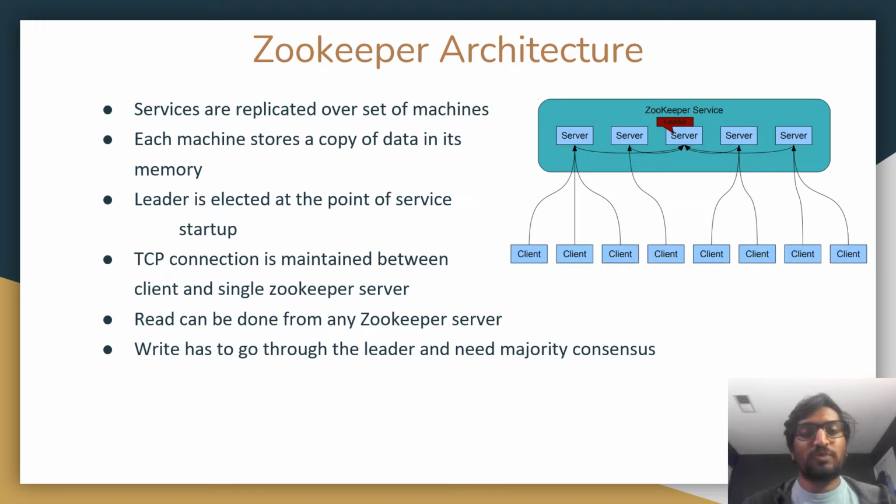Now, talking about the Zookeeper architecture, the services are replicated over a set of machines, and in every machine's memory, the copy of data is stored. At the point of service startup, a leader is elected, and as you can see in this diagram, the client is connected to a single Zookeeper server, and this connection is a TCP connection. The read operation is done from any Zookeeper server, whereas the write operation has to be done through the leader, and which also needs a majority consensus.